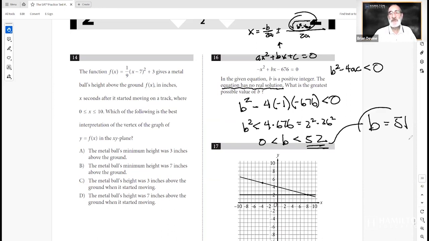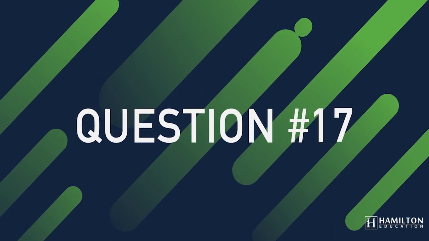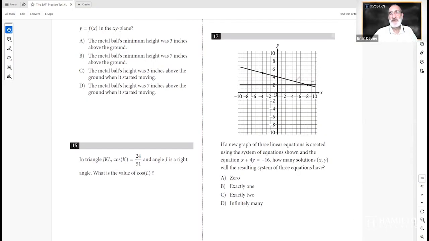If b was 51, because it's a positive integer, and we stuck that in here, then this thing is negative, which means we got no real solution. So 51. Question 17. We're given a line on a graph, and we can see what the line is.